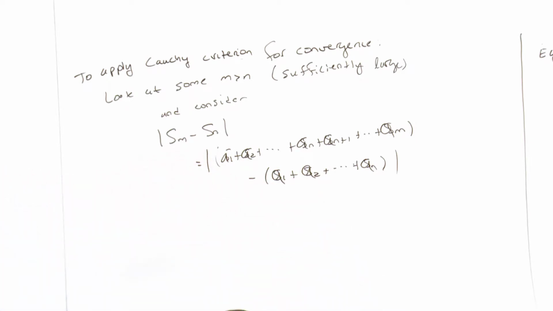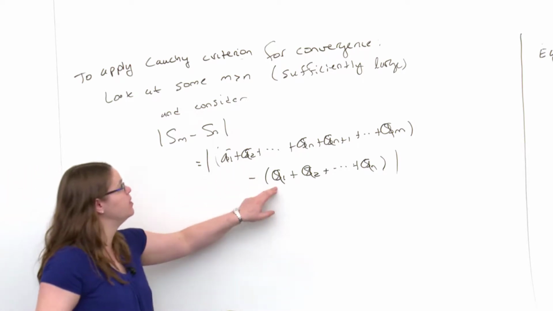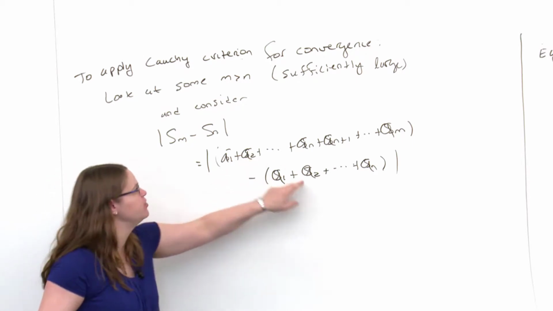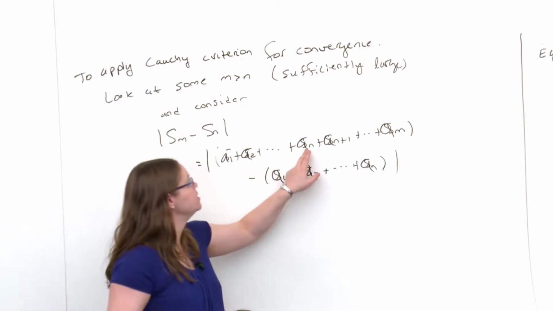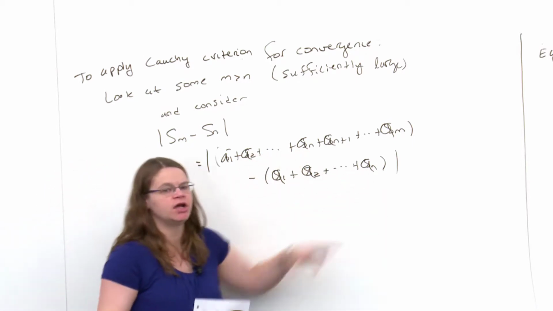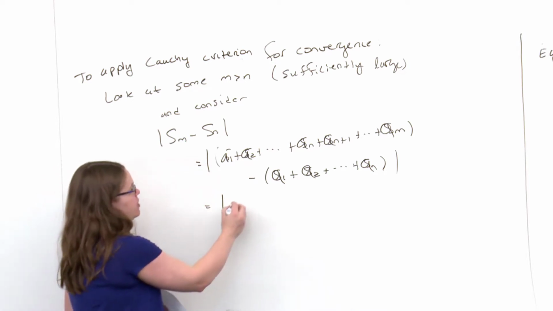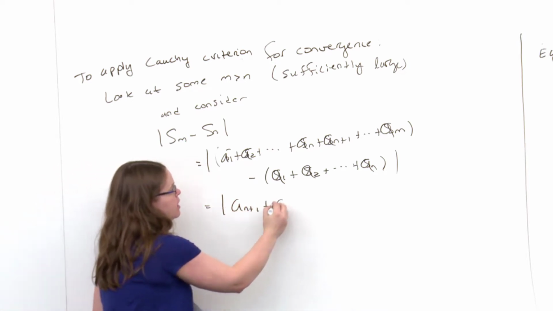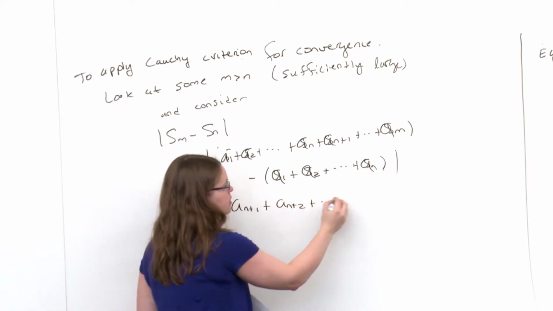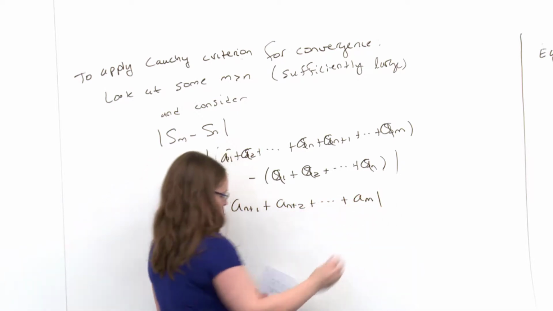Okay, and again, there's some simplification that happens here, right? Because a lot of these terms are the same. A1 appears, and then it gets subtracted off. A2 appears, it gets subtracted off, all the way down to An. An appears, and then it gets subtracted off. So what we're really left with is An plus 1 plus An plus 2, all the way down to Am.